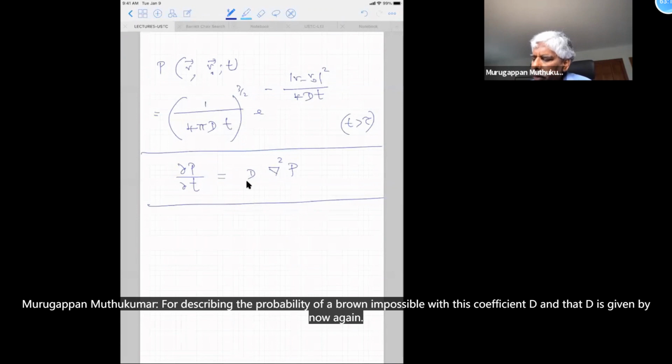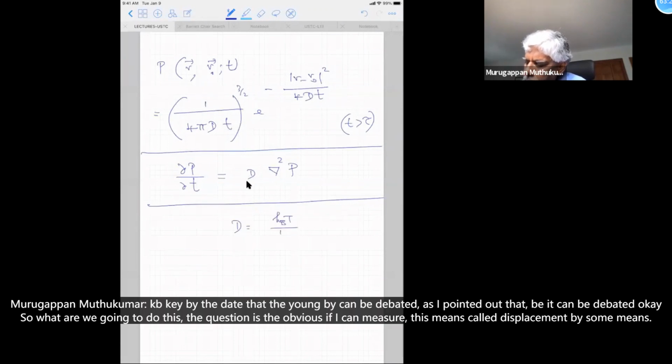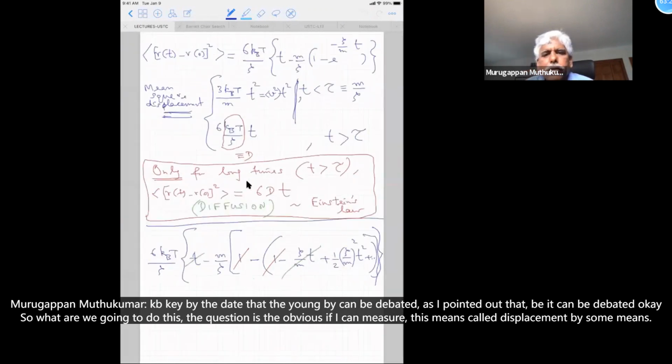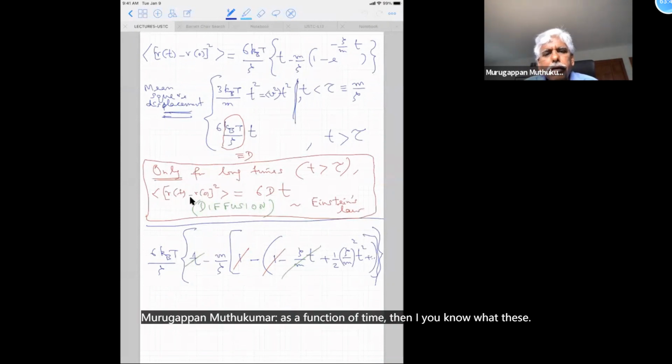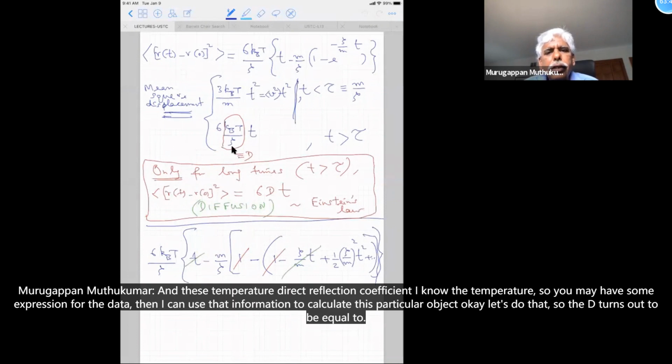and that D is given by, again, kBT by zeta, as I pointed out. That D is kBT by zeta. Okay, so what are we going to do with this? The question is obvious. If I can measure this mean square displacement by some means as a function of time, then I will know what D is. And D is temperature divided by the friction coefficient. I know the temperature. So if I have some expression for zeta, then I can use that information to characterize this particular object. Okay, let's do that.